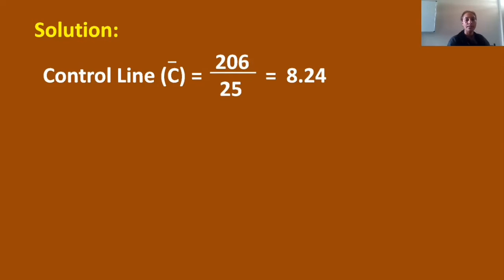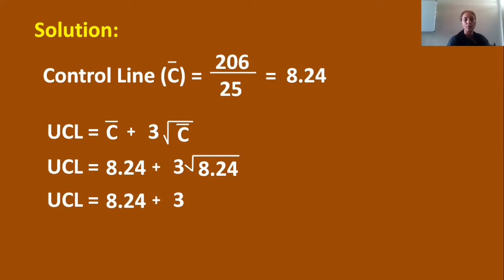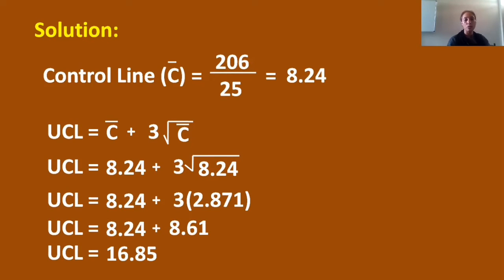Now we will calculate the upper control line. So the formula is C bar plus 3 square root of C bar. We have already calculated C bar value. We have to only replace these values in the formula. So it is 8.24 plus 3 square root of 8.24, which will give us 8.24 plus 3 into 2.871. So we can simplify this and we can find the upper control line, that is 16.85.